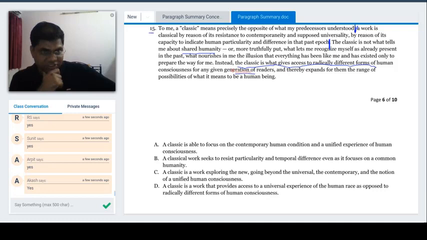D says a classic is a work that provides the universe. Again, वही same problem हो गया. If something is new universe, it is common. बोलते हो ना हम लोग बोलते हैं ना कि death is universal. मतलब हर जगह पे मौजूद है. It's there everywhere. So how can then it be radically different? So even D goes out.